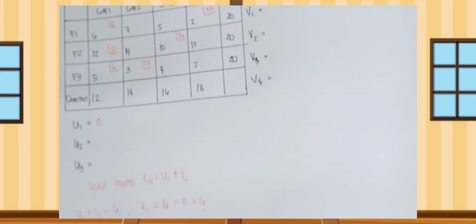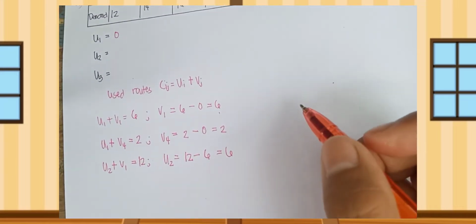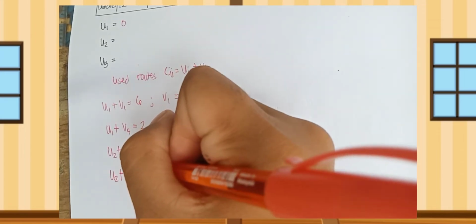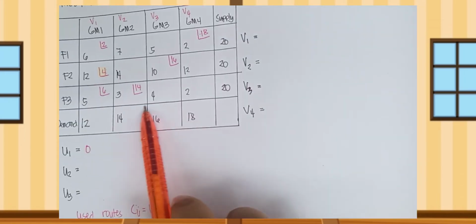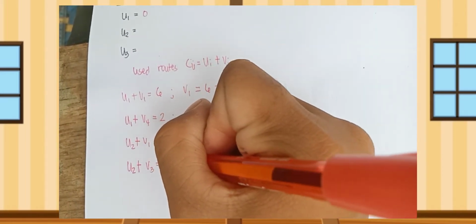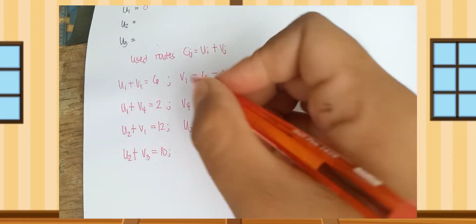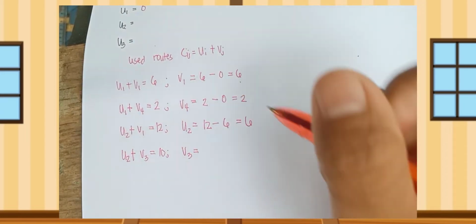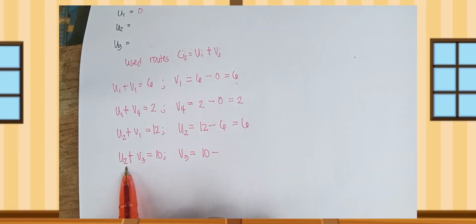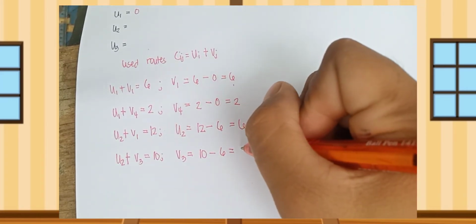Then after that we have the next one, the U2 and the V3. So we put U2 plus V3 is equals to the Cij of 10. So we have the value of U2, so we will find the value of V3. So the Cij is 10 minus the value of U2 which is 6, is equals to 10 minus 6 is equals to 4.